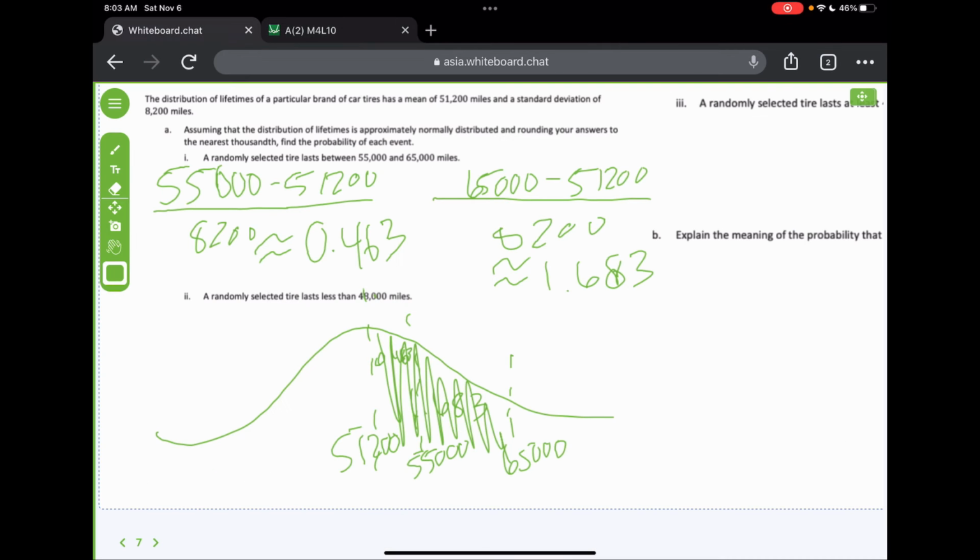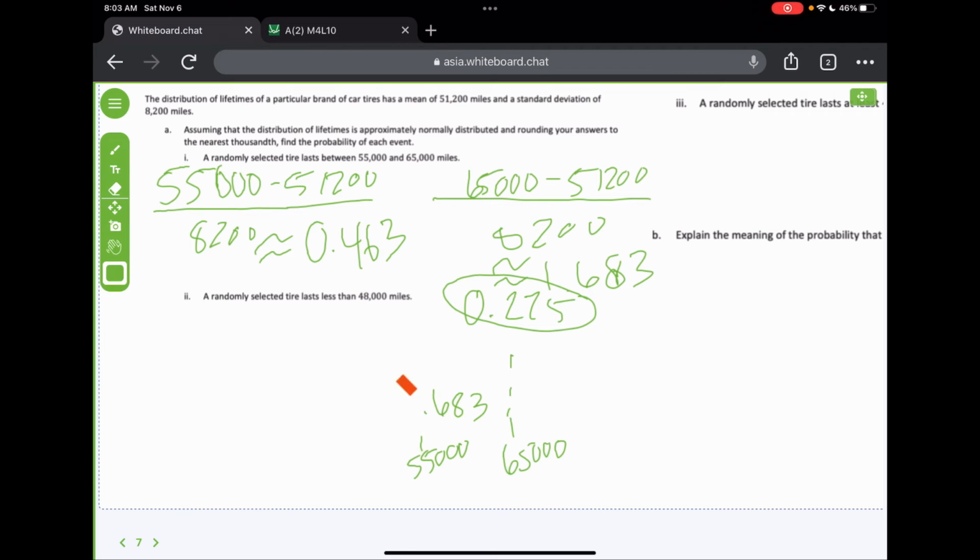0.275. So let's write that, and we'll write it 0.275, which we would say is about 28% chance. Okay, when we talk about probability as a percentage.